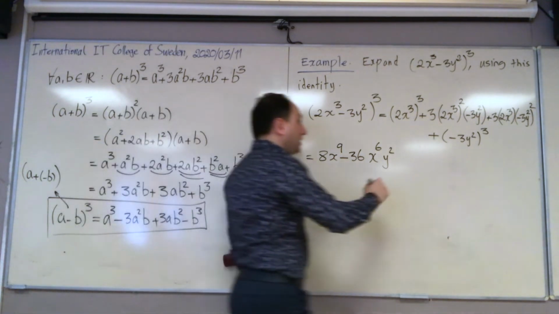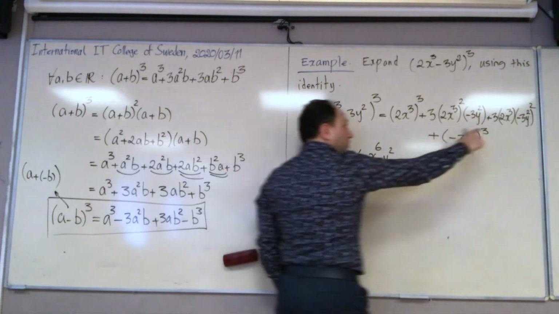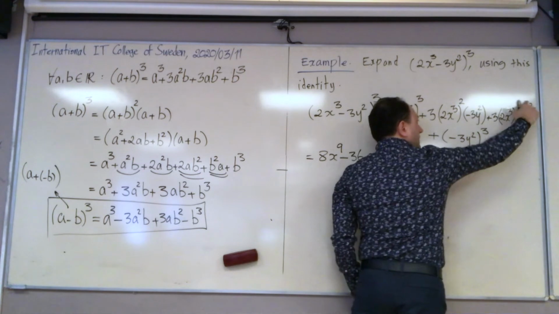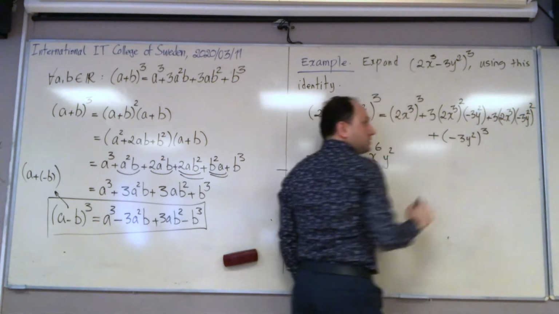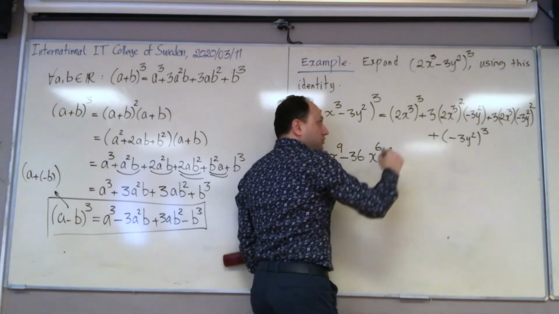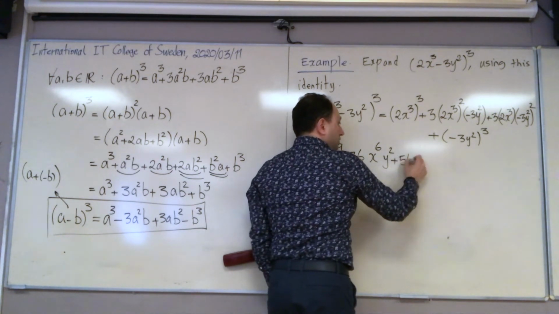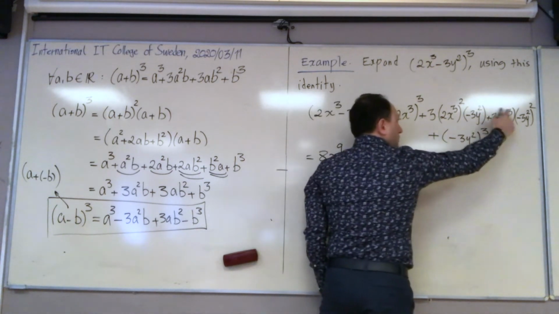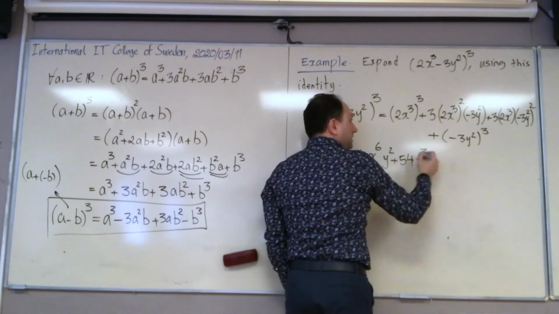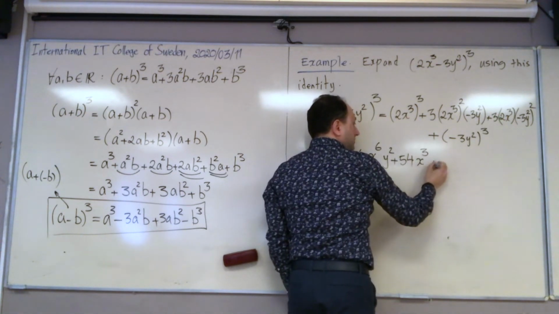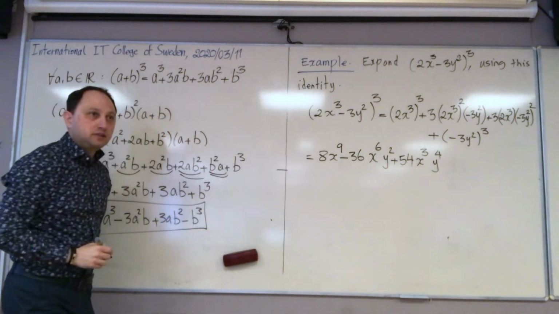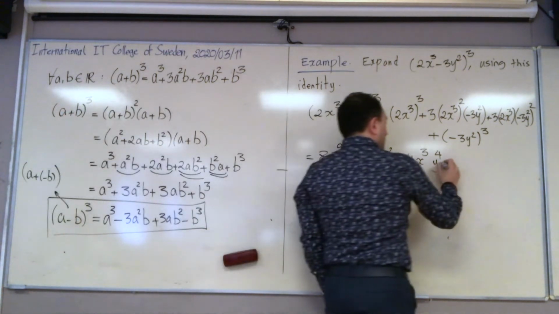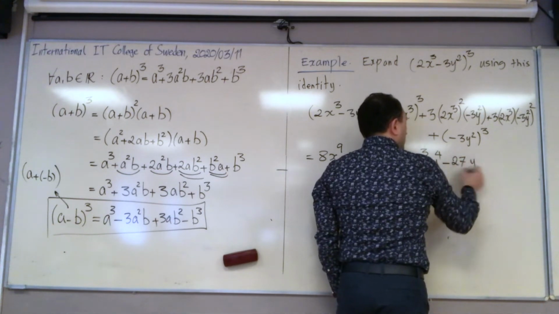And the next one, positive or negative? Positive. Even though it's negative here, because of this power 2, it becomes positive 9. Positive 9 times 2 is 18, times 3 is 54. And then the exponent of x is x to the 3, and the exponent of y is y to the 4, yes. And finally, the next one, positive or negative? Negative. Negative how much? Minus 27, y to the 6.